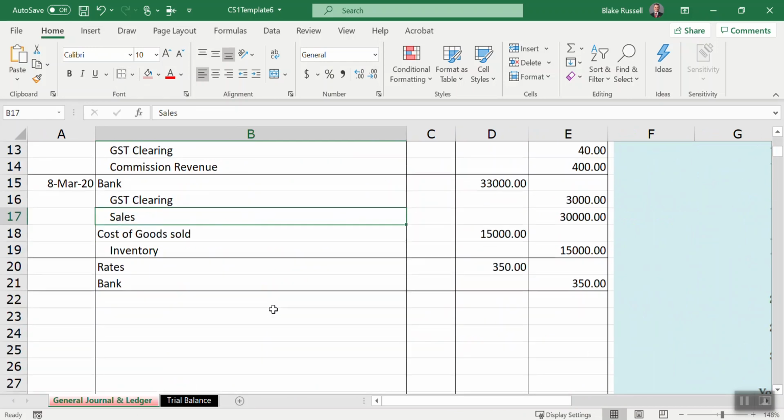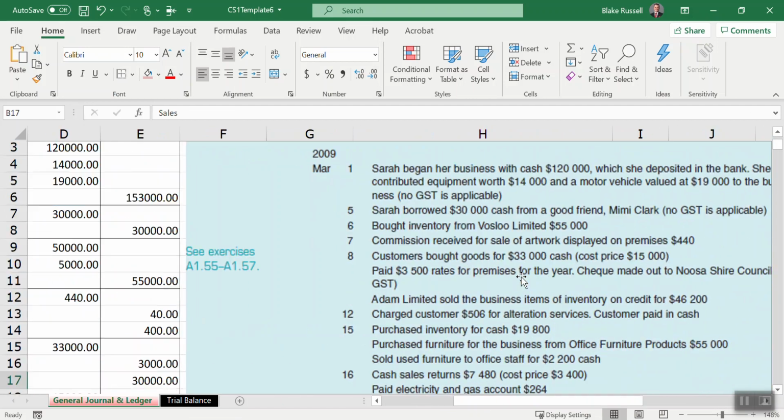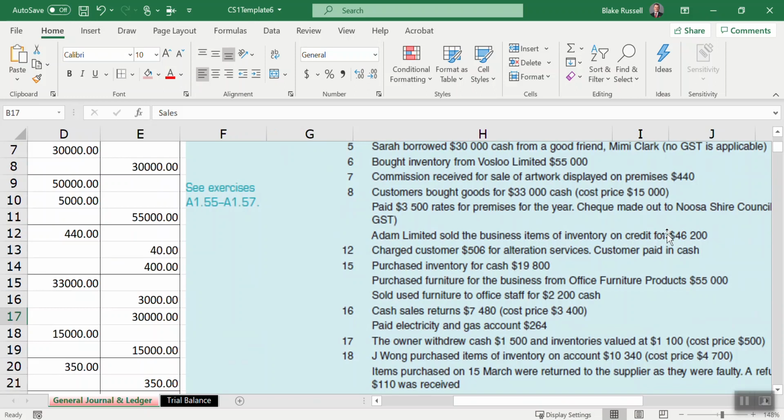Just fix mine up. And see, I'm focusing a bit on presentation here as well. It's making it look good as we go through.